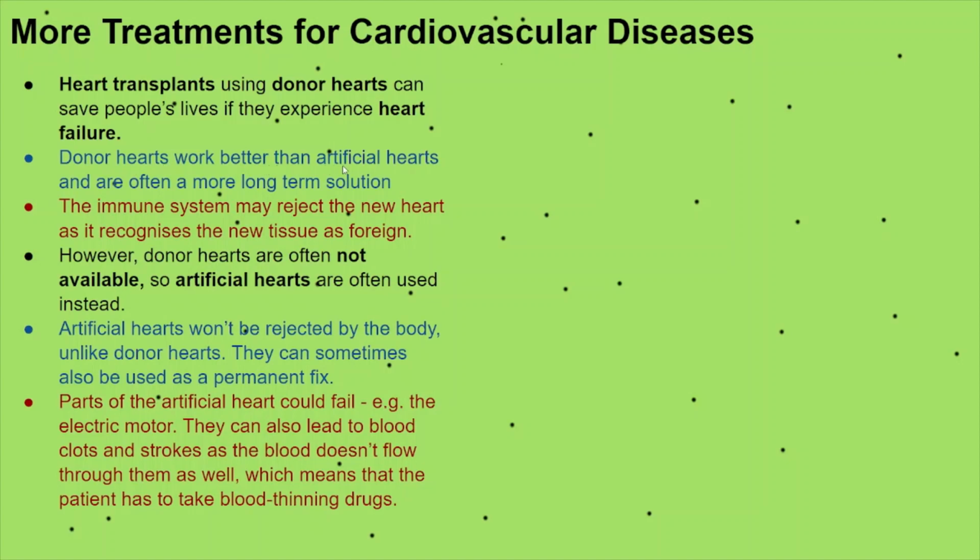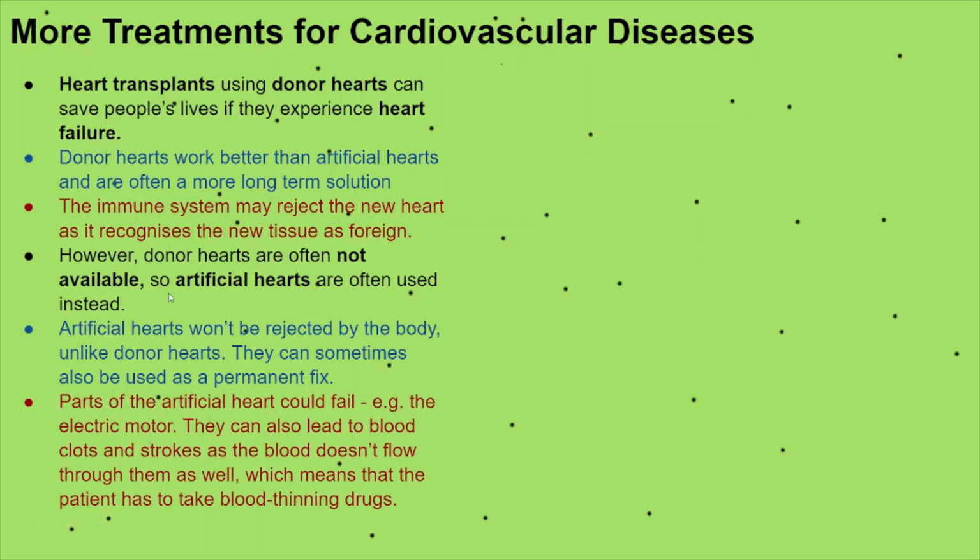work better than artificial hearts, and they're often a more long-term solution, as you can keep them in as long as the immune system doesn't reject the new heart, as it recognizes the new tissue as foreign, and that's always a risk, a big disadvantage. And this could mean that the person has to go on immunosuppressants, which can make them more susceptible to other communicable diseases. And CHD, by the way, is a non-communicable disease. We'll look at what that means in the next video, or actually in this video, I think.